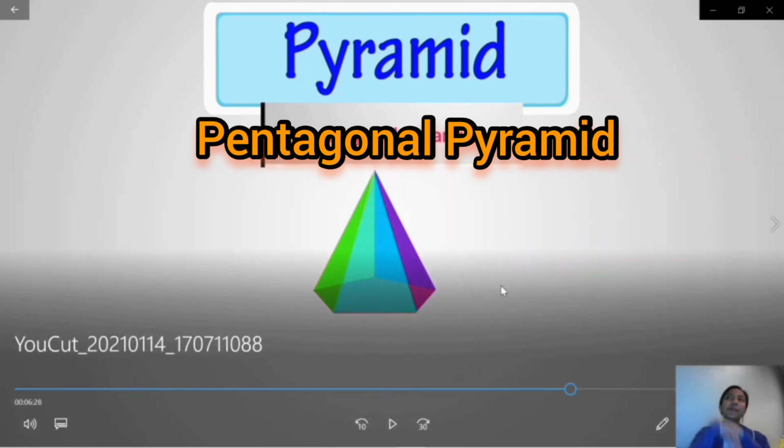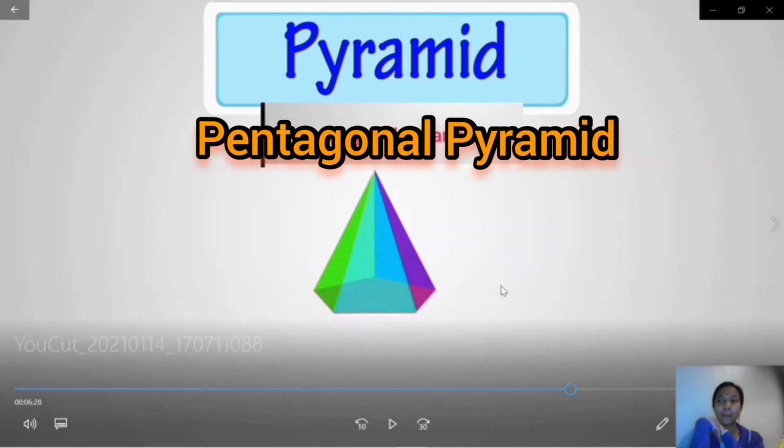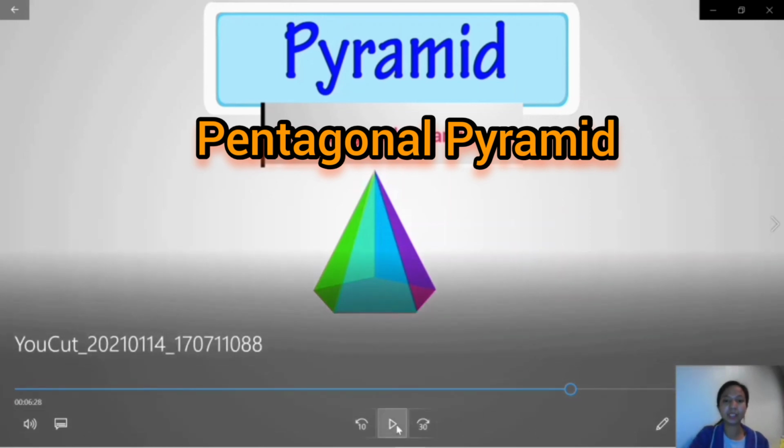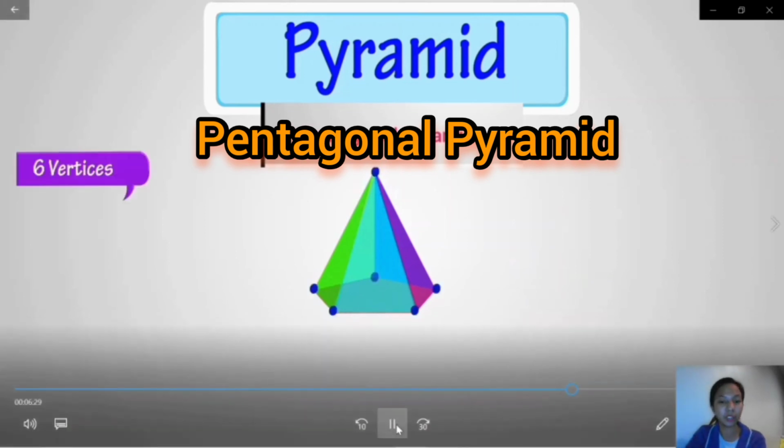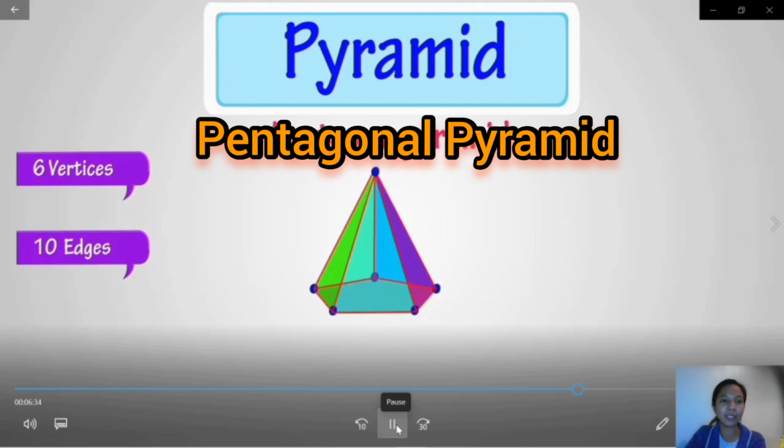So again, it is a pyramid if it has only one base. And then the name of the type of pyramid depends on its base. So what is the shape of the base? And then the other faces should be triangles, alright? So that is the definition of a pyramid. So in this pentagonal pyramid, we have 6 vertices, 10 edges, and 6 faces.